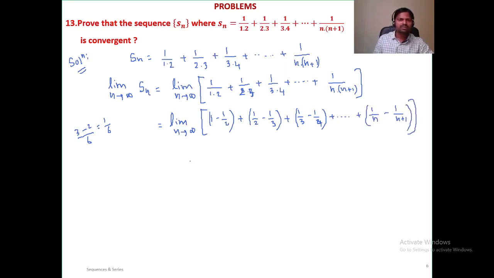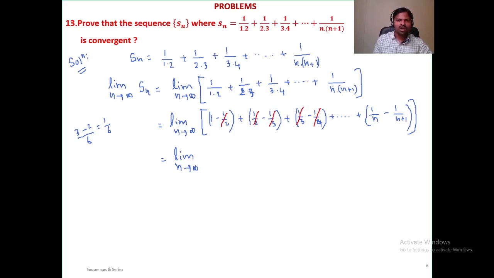Why I am writing like this, you will understand. So limit n tends to infinity. Now look at it, most of the terms will cancel out. Look here: minus 1 by 2 plus 1 by 2 cancel out. Minus 1 by 3 plus 1 by 3. Similarly, minus 1 by 4, in this bracket we will get plus 1 by 4. Likewise, and so on.